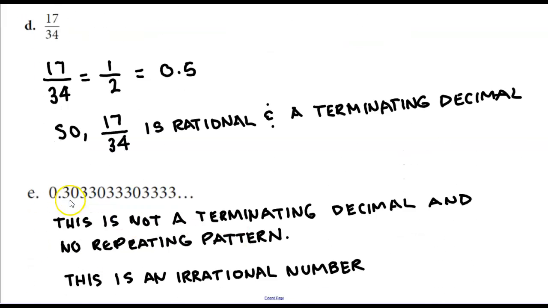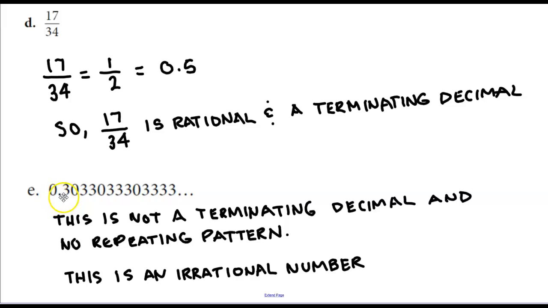Now, if we take a look at this last example, we have 0.303, 30333, 03333. Now, there's nothing in this that's terminating because the ellipsis means it's continuing, and we don't see a repeating pattern. You know, the 3, but then it becomes two 3s, and it becomes three 3s, and four 3s. So this is not a terminating decimal and not a repeating decimal. It doesn't have a repeating pattern. So therefore, this is an irrational number.